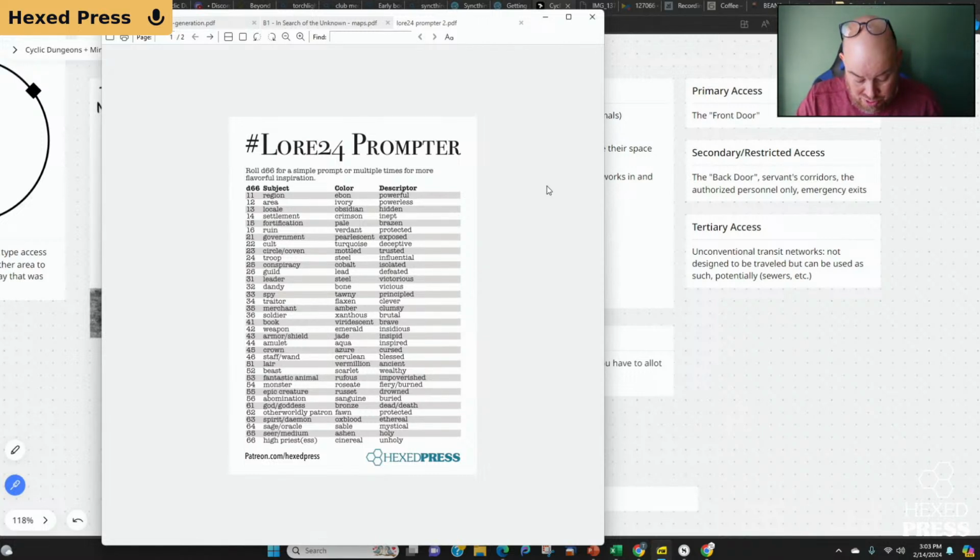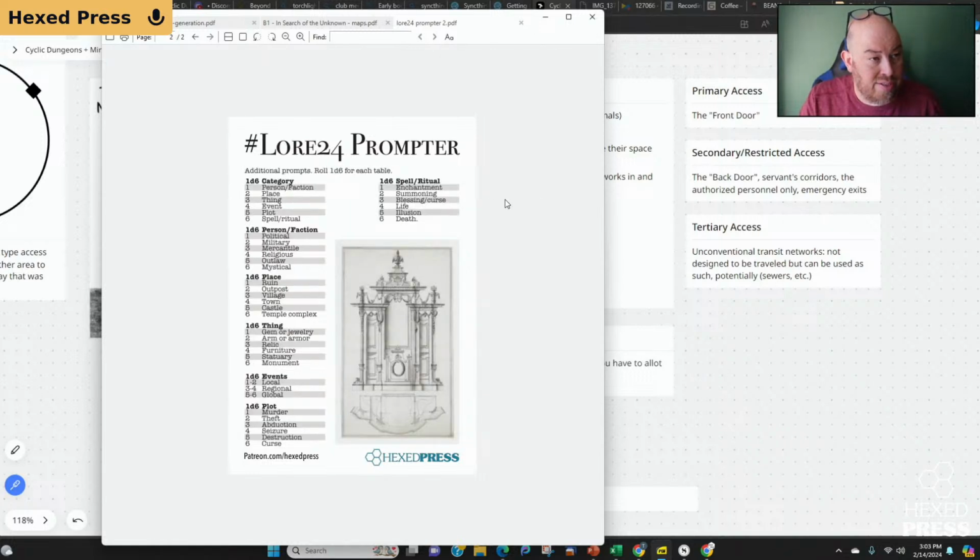So here I'm just going to do this week's. First of all, I'm going to roll a category, and I got 5. So the category is a plot. And now we're going to look at what kind of plot it is because I have a plot table, right? I don't think we've got a plot before. 2, it's a theft. So it is a plot, which is a theft.